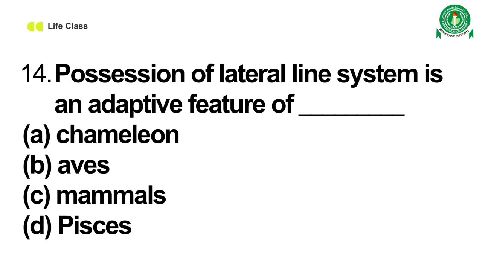The possession of lateral line system is an adaptive feature of A. chameleon, B. aves, C. mammal, D. species. So the correct answer is species. Lateral line system is always found in fishes. So the correct answer is species.